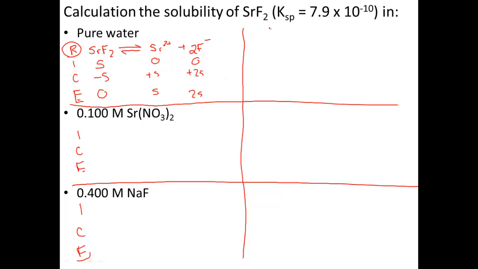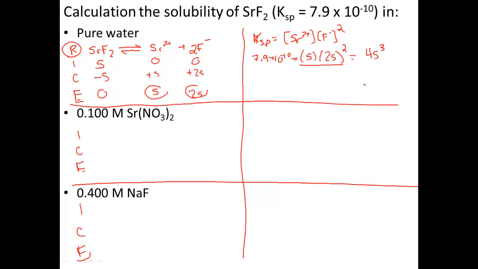Okay, from that, we will go into KSP equals this particular number here. So we'll start with KSP. KSP equals the Sr ion concentration times the fluoride ion concentration squared. That's what KSP is going to be here. And then we end up with KSP is 7.9 times 10 to the negative 10th, and it equals, now we can plug these into the equation, S times 2S squared. And when we combine these terms together here, it ends up being 4S squared, multiply the S in front there, it becomes 4S cubed.